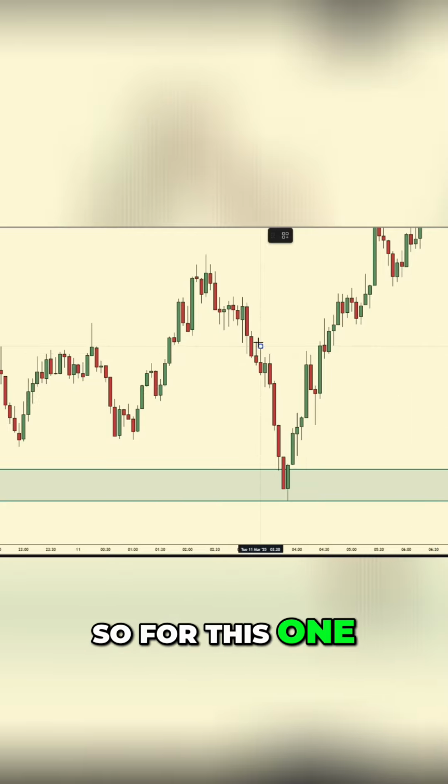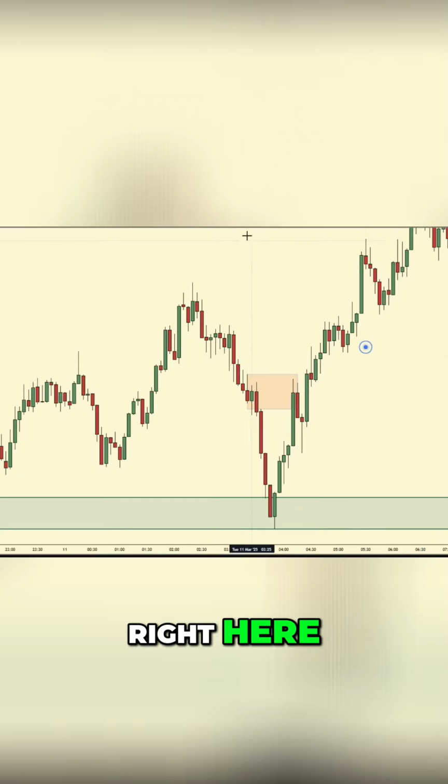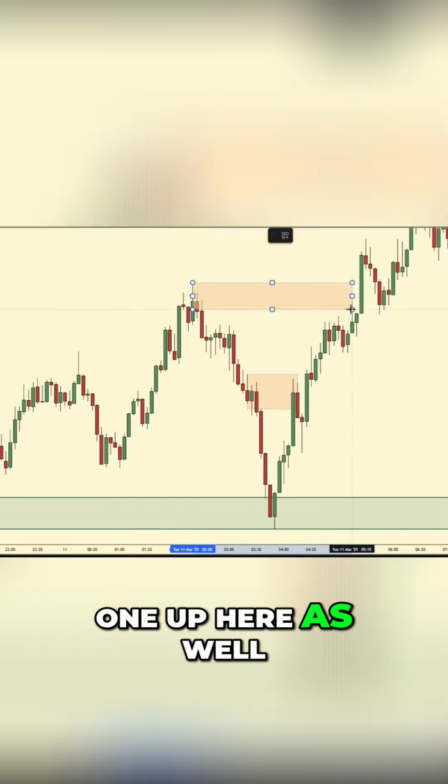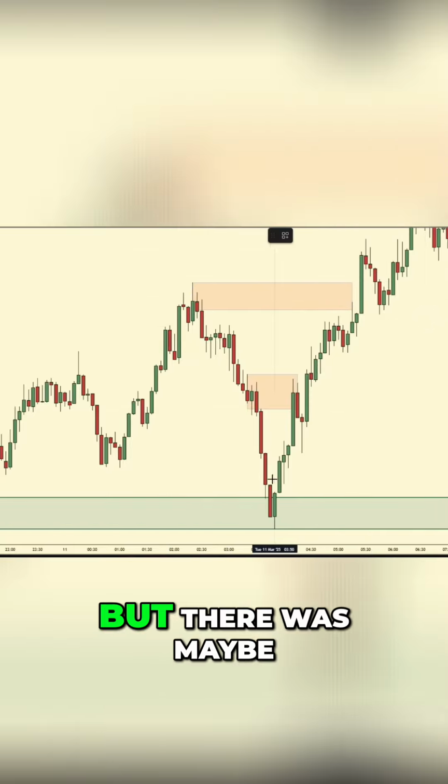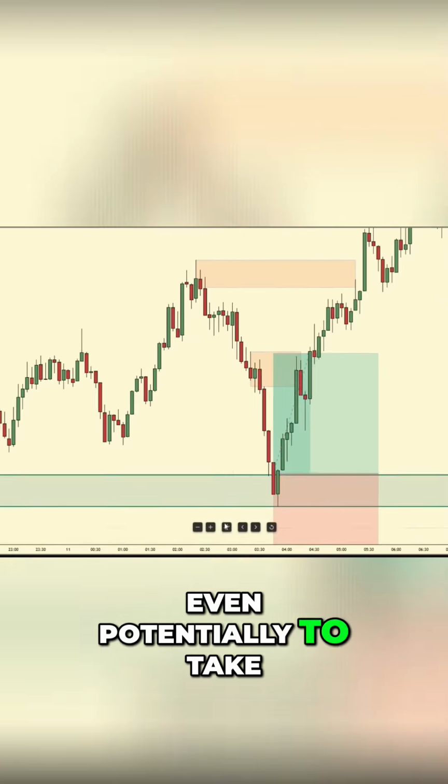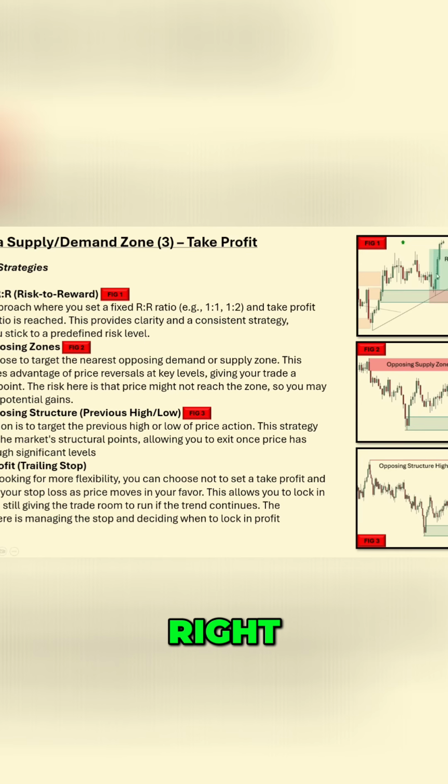So for this one, it would have been this little supply zone right here. And there even is kind of a small one up here as well. It's not great, but there was maybe even potentially to take profits here as well, right?